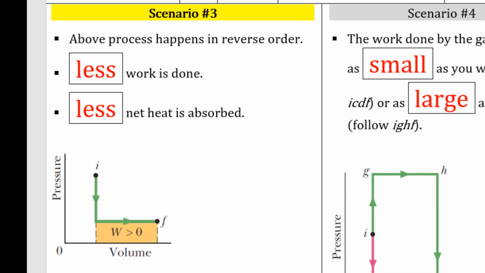Scenario number 3 is the reverse of scenario number 2 in that I'm undergoing an isochoric reduction in pressure and temperature starting at state I, and then undergoing an isobaric expansion to end up at the same final state F. Notice though, in this scenario, I'm doing a lot less work than I did in scenario number 2.